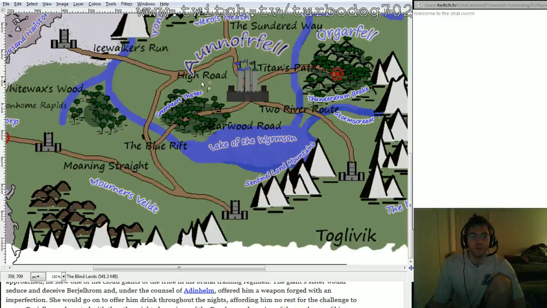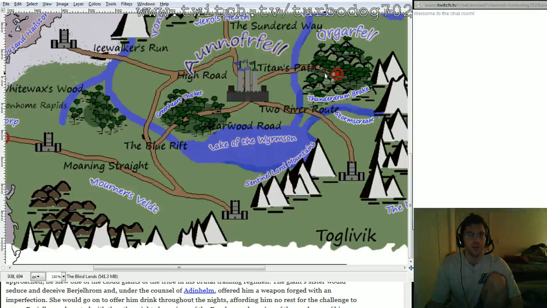Other things include High Road. Why is it called High Road? Because it's higher than this road, which is the Nearwood Road. It's near the woods, the Greenheart Thicket. Obvious name. It describes it. It's near wood. Two River Route. Why is it called Two River? Goes over two rivers. Really simple things.